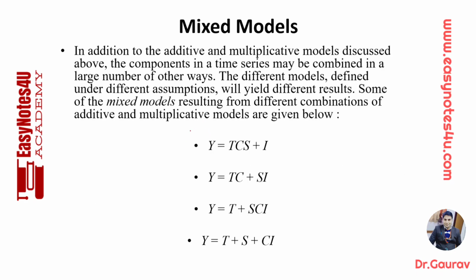Mixed model. In the mixed model, we can multiply like that. We can multiply all three and then add this. We can multiply both, plus we can multiply seasonal plus irregular. So these are the multiplicative mixed models, where the multiplicative and additive models are both present.